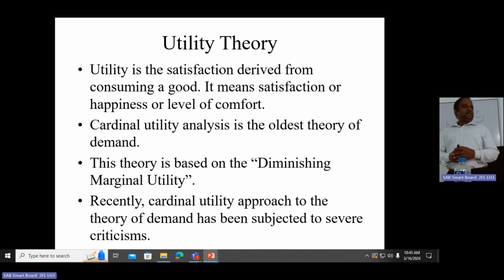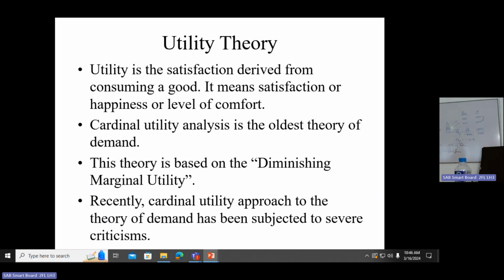Utility theory. So what is utility? It is the satisfaction that you derive by consuming goods or services. What is the satisfaction that you take by consuming goods? That is the satisfaction or the happiness, or the level of comfort. All these things explain satisfaction, in other words.